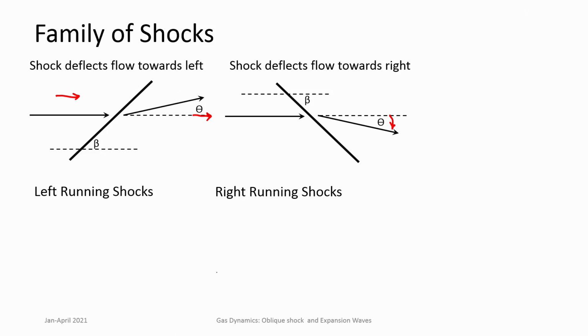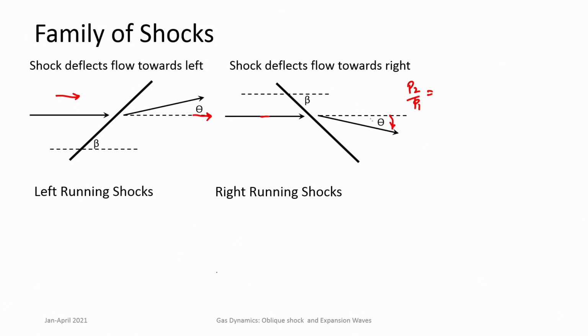So, all left running shocks form one family, all right running shocks form another family. But if they have the same angle beta, the pressure ratios across these shocks are the same. P2 by P1 across both these shocks will remain the same, because the angle that the shock makes with respect to the free stream, this mainstream direction, is beta.